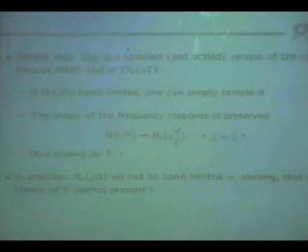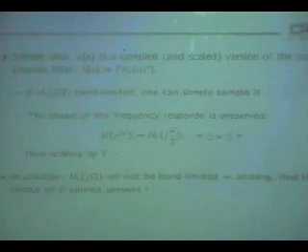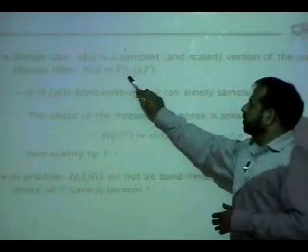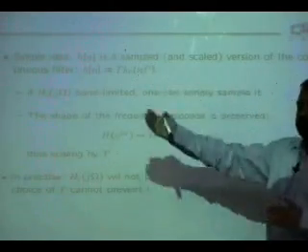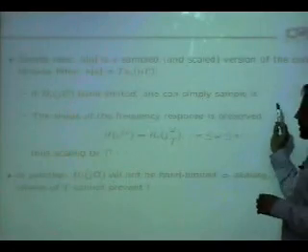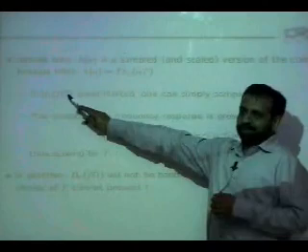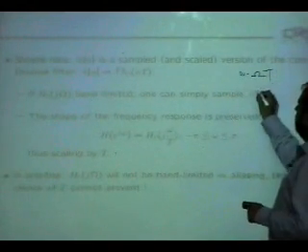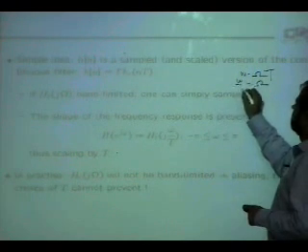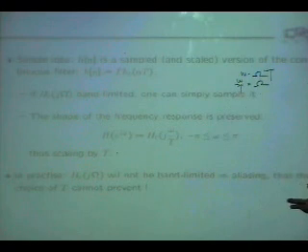The idea is simple. H of n is a sampled and scaled version of the continuous filter h of t. So T into h continuous of nT is the sampled version. In h of t, every sample is replaced by nT. If Hc of j omega is band limited, one can simply sample it. The shape of the frequency response we know: capital omega is small omega into T. This is scaling of the frequency axis.